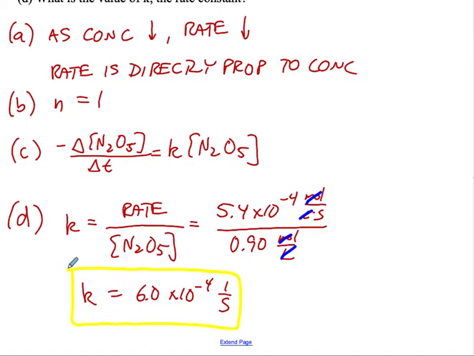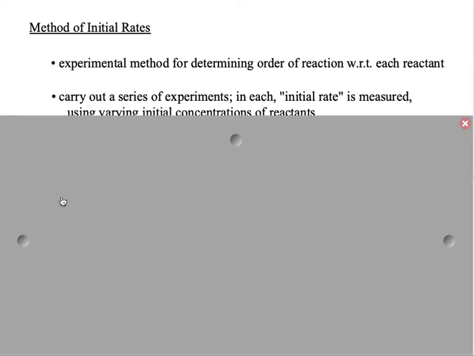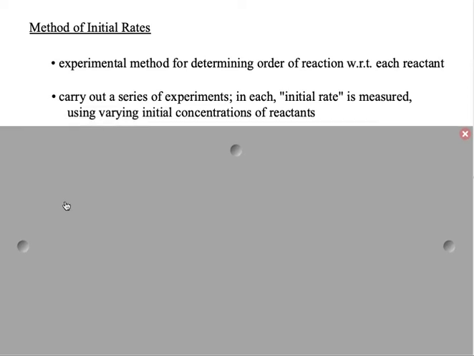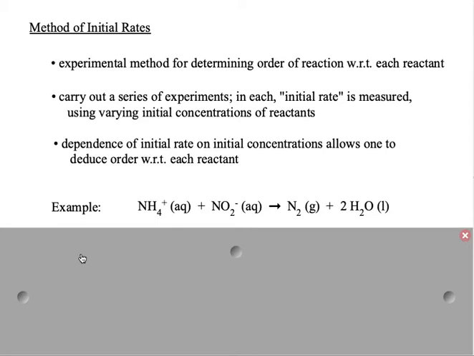Okay? Now, this obviously was a made-up case, and nothing in life is going to be that simple. So we are going to use a much more general method for determining the order with respect to each reactant in the case where there's more than one reactant, and it's called the method of initial rates. Very simple, very powerful. It is a method for determining the order of the reaction with respect to each reactant, and we do so by carrying out a series of experiments, and in each experiment we measure the initial rate of reaction, that is the average rate over a short interval early in the reaction, using varying initial concentrations of different reactants. How the initial rate depends upon the initial concentrations allows one to deduce the order individually with respect to each reactant.